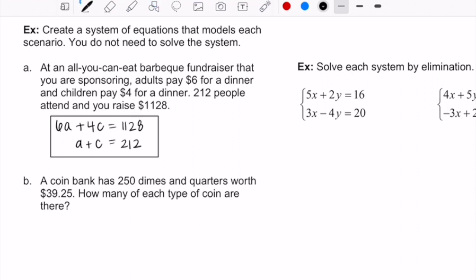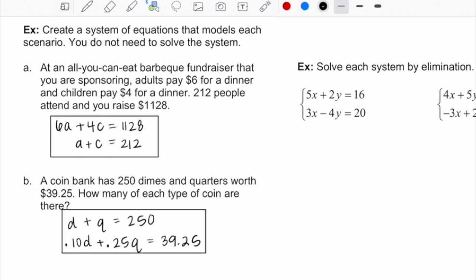In the next problem, the coin bank has dimes and quarters. So there are dimes and there are quarters. There are a total of 250 physical coins. In the next equation, you need to introduce the value of those coins. Dimes are worth 10 cents. Quarters are worth 25 cents, and altogether the value of the coins is $39.25. And so again, you're just creating the system. You're not actually going through and solving it.